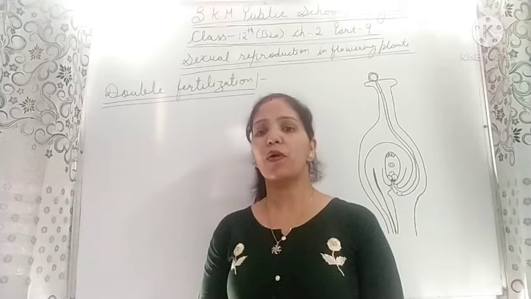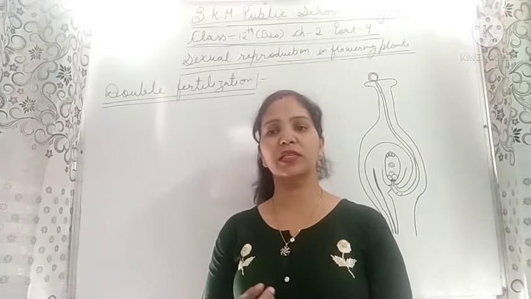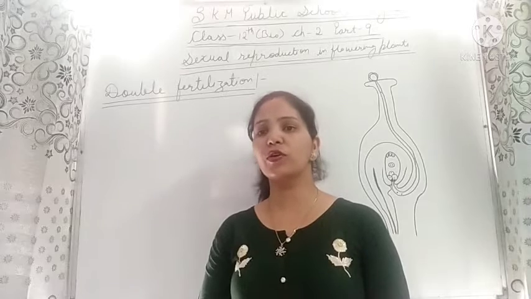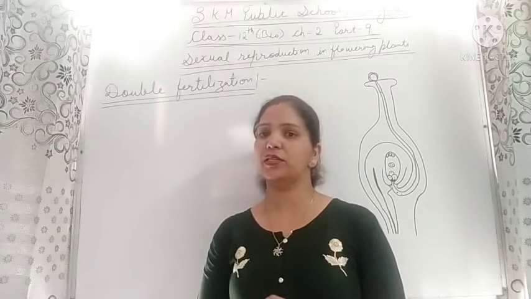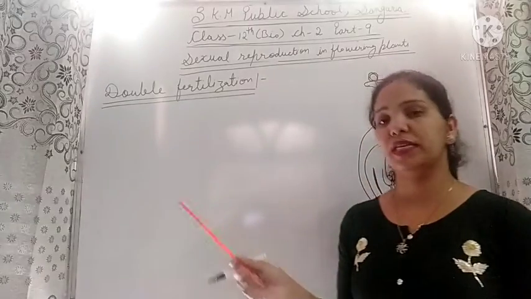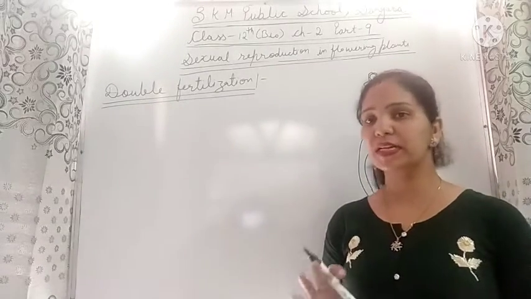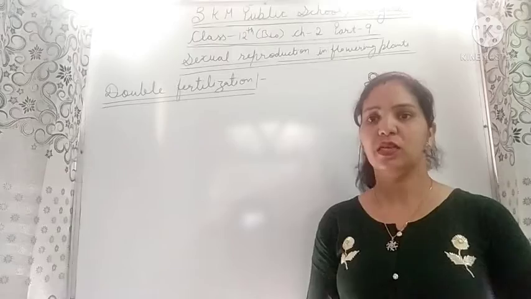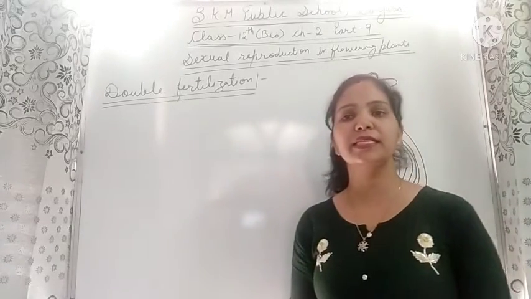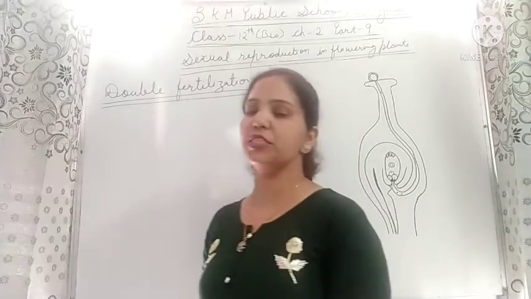In this, the pollen grain germinates and forms a pollen tube that enters into the ovule through the micropylar end. After that, the next topic is double fertilization. So pre-fertilization events we have discussed. Now today we are going to start double fertilization. The next step is double fertilization.